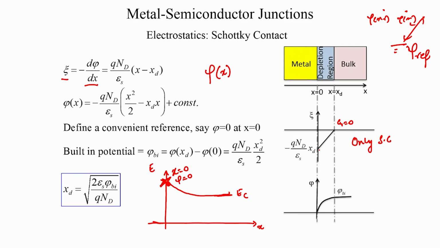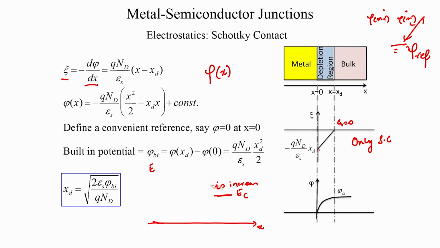And as we go into the semiconductor, this gap starts increasing and therefore my potential starts increasing. Okay. So that is my potential variation. That is the way we are going to define this phi, and the electric field is minus d phi by dx. Now, you are free to choose any reference you like.